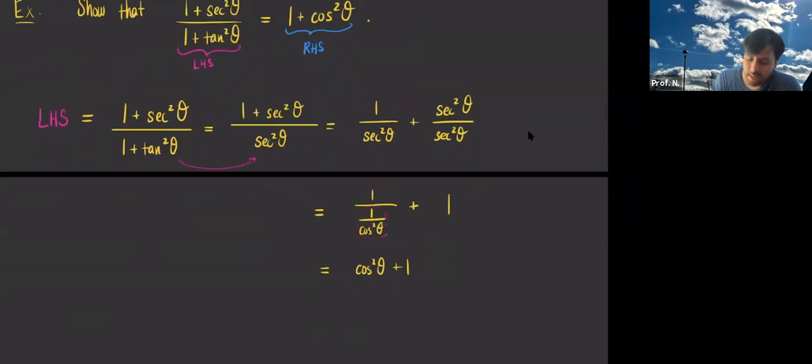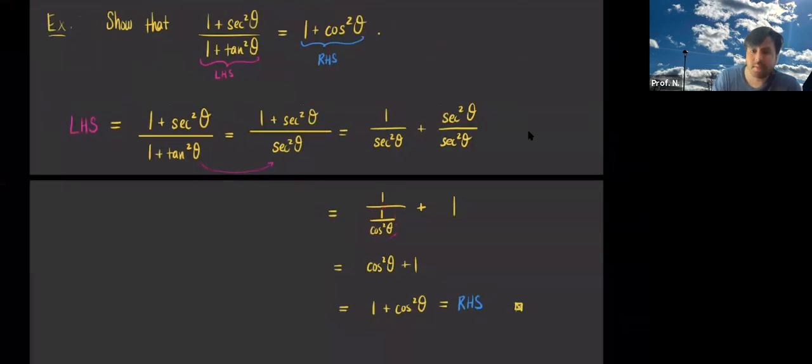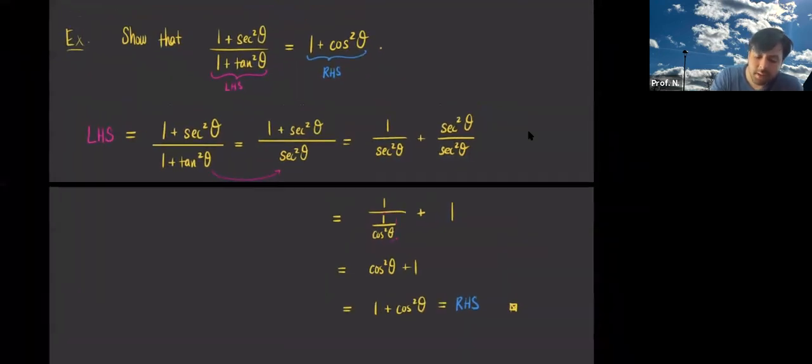But isn't this exactly the same thing as 1 plus cosine squared theta? And isn't this exactly the right-hand side? So I've just shown with a couple of algebraic steps that the left-hand side of my expression, when I apply some algebra steps here, I get to the right-hand side. So the left-hand side must equal the right-hand side, and I have proven that to be true.